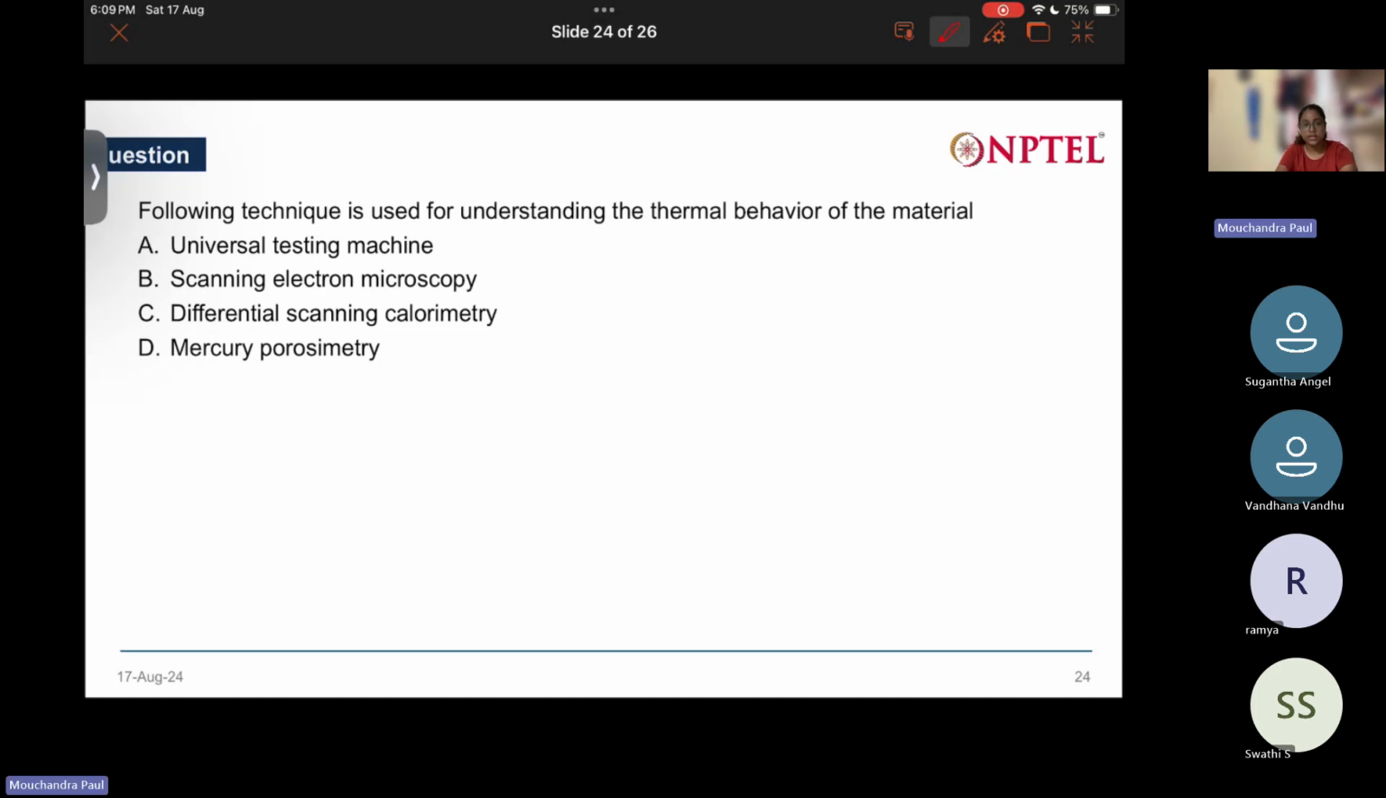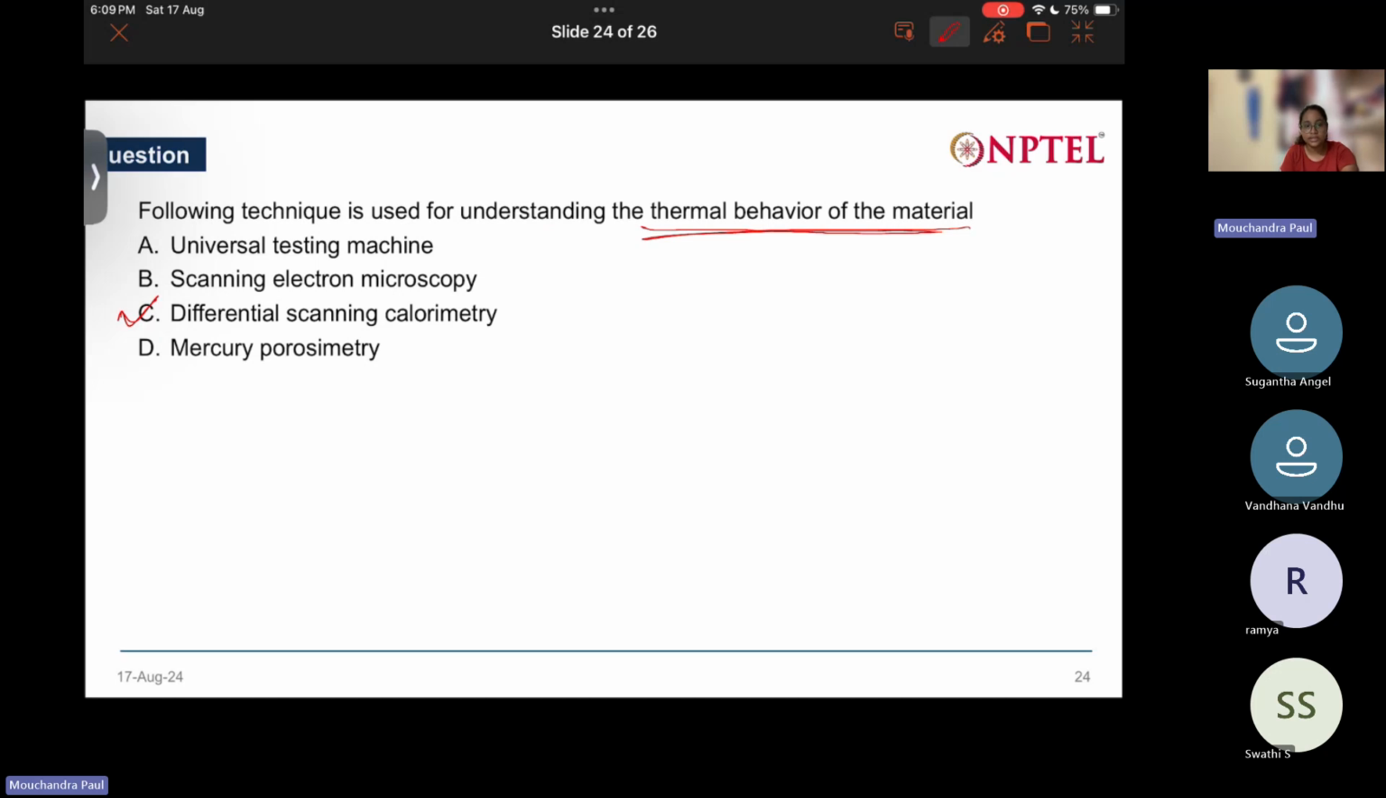This is another technique. Which technique is used here to understand the thermal behavior of the material? Again, a similar question we have done previously. UTM, Universal Testing Machine, scanning electron microscopy, DSC, differential scanning calorimetry, mercury porosimetry. So the correct answer here is DSC.